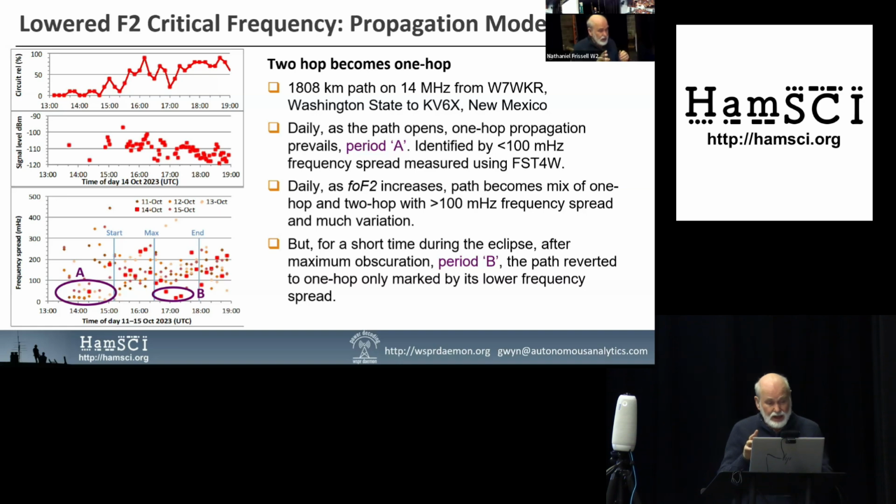But on this circuit, it's 1,808 kilometers, as the day progresses, it changes to a mix of one hop and two hop, and we have that mix of signals. But then on an eclipse day only, we have that cluster B. The red dots show me that the frequency spread has now gone well below 100 millihertz. So the paths that were one and two hop mixed have become pure one hop as the critical frequency has dropped.